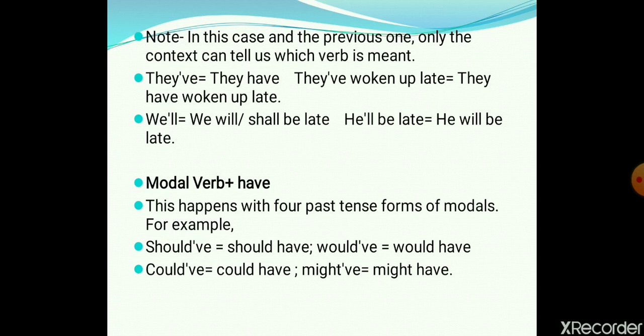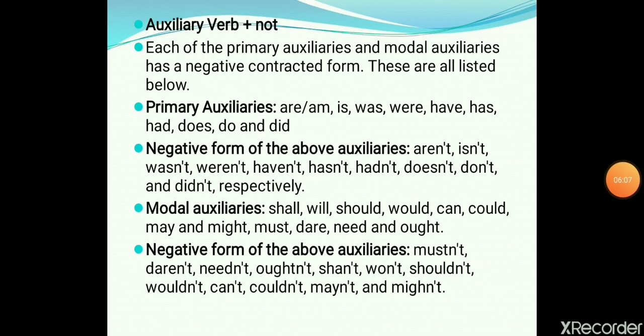Now let's see another rule. Modal verb plus have. This happens with four past tense forms of modals. For example, should've. So this means what? Should have. Would've. Would have. Could've. This means could have. Might've. This means what? Might have.